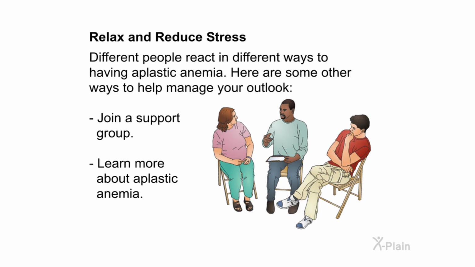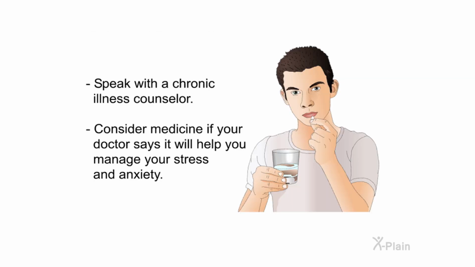Relax and reduce stress. Different people react in different ways to having aplastic anemia. Here are some other ways to help manage your outlook. Join a support group. Learn more about aplastic anemia. Speak with a chronic illness counselor. Consider medicine if your doctor says it will help you manage your stress and anxiety.